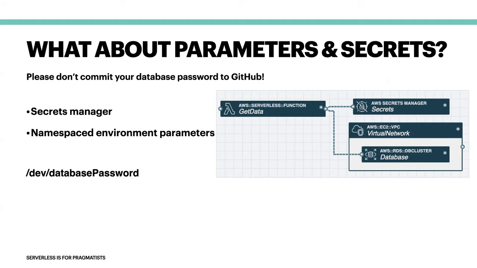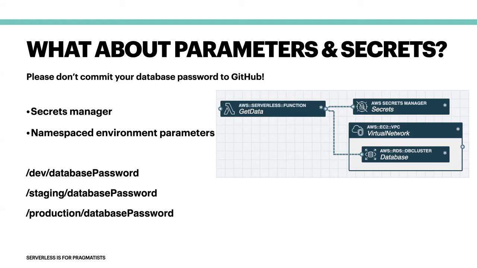So here we see we have our development environment database credentials stored into a secret in /dev/database password. Similarly, we have a separate location for our staging password and our production password. So we can isolate our secrets this way.